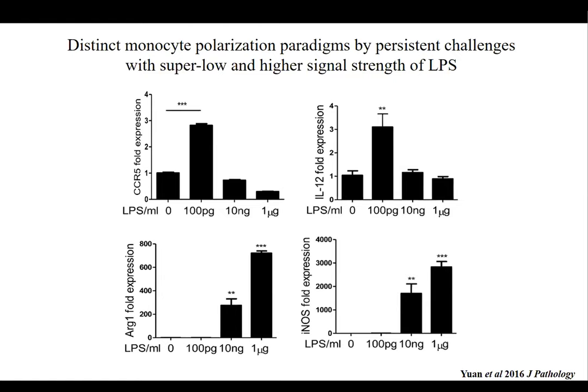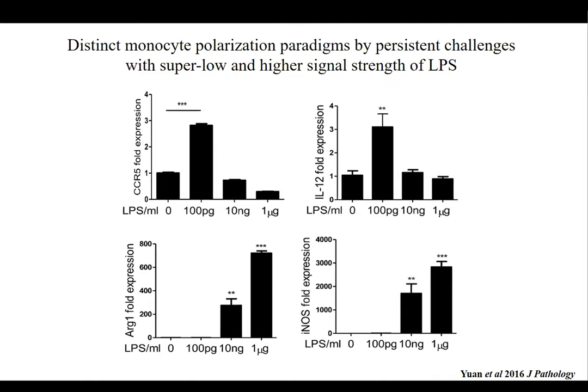On the other hand, if you look at arginase and iNOS, it's totally the opposite direction. If we repetitively stimulate the cells with a higher dose of endotoxin for 5 days, the cells keep on inducing arginase 1. The higher the endotoxin challenge, the higher the levels of arginase 1 expression. Similarly with iNOS, we see a drastic induction of iNOS. So this is a system we've been using lately, with persistent stimulation with either super low dose or higher dose of endotoxin.